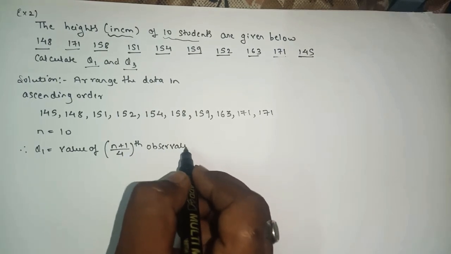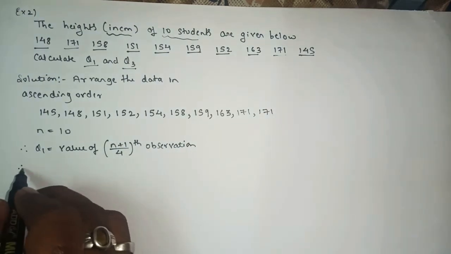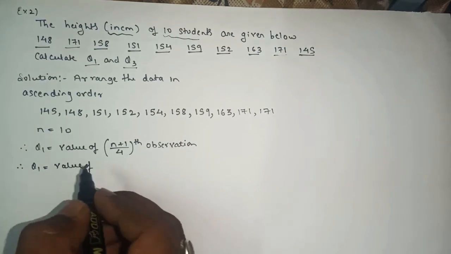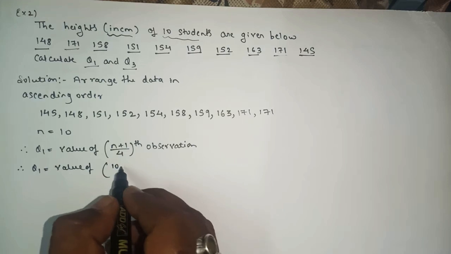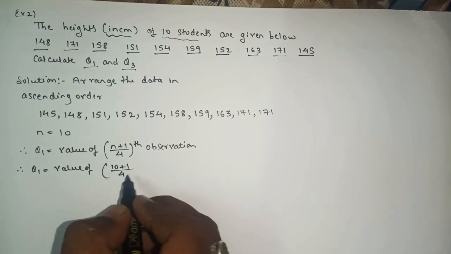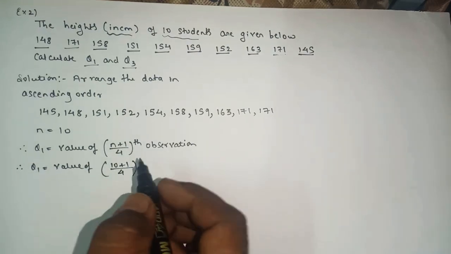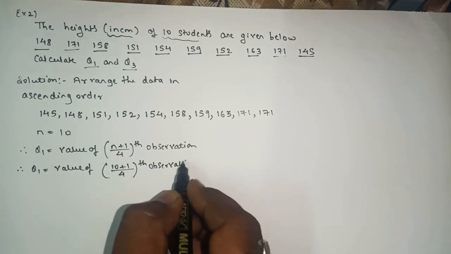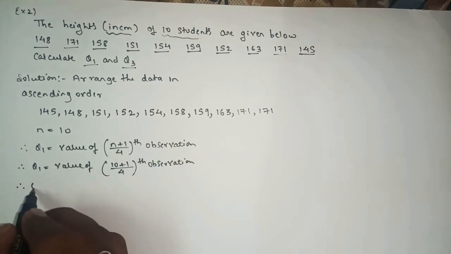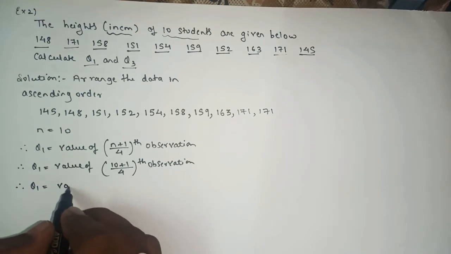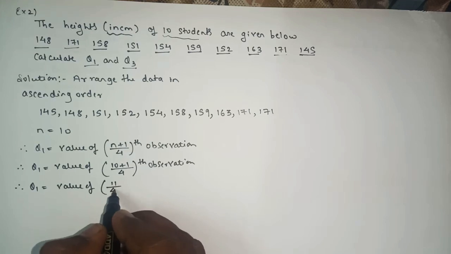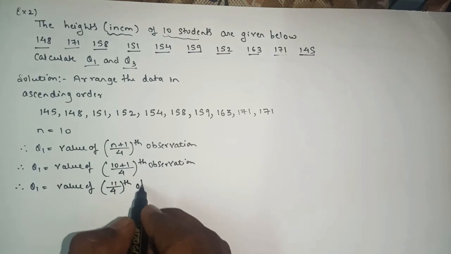Observation. So therefore Q1 equals the value of n, here it is 10, plus 1 upon 4th observation. Yes or no? So therefore Q1 equals the value of, here you will get 11 by 4th.